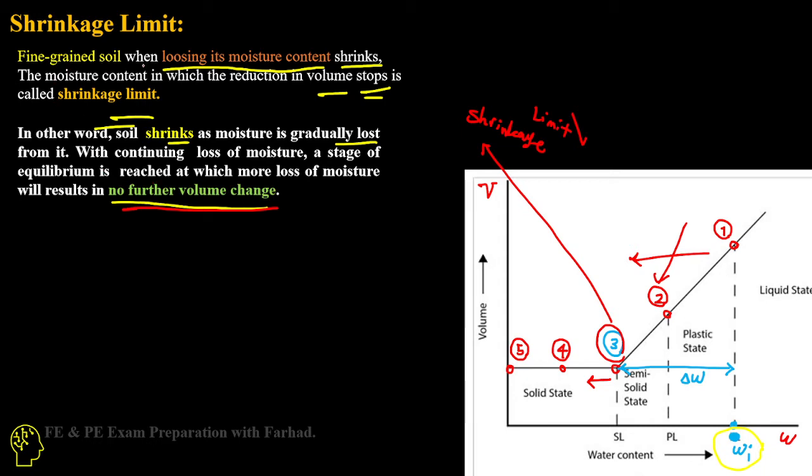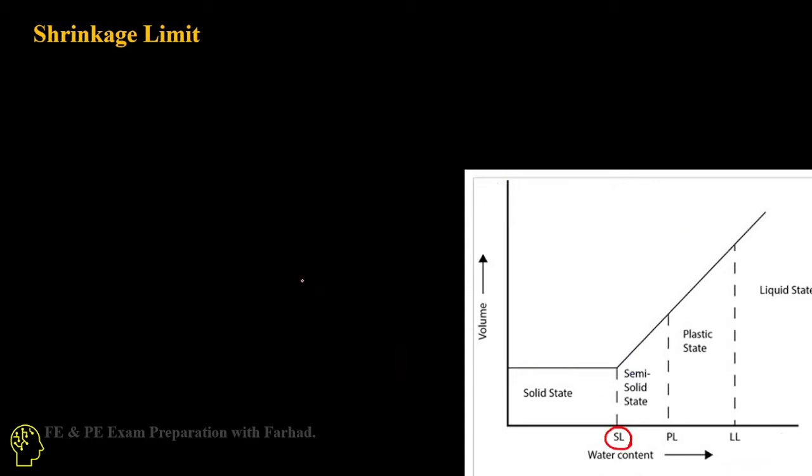So fine grained soil, when losing its moisture content, shrinks. The moisture content at which the reduction in volume stops, like 0.3 here, is called shrinkage limit. Let's go a bit deeper into the shrinkage limit formula to derive it mathematically.